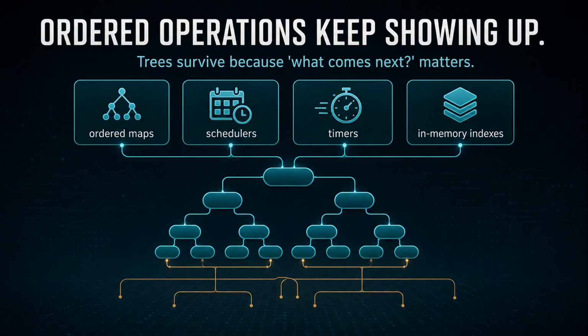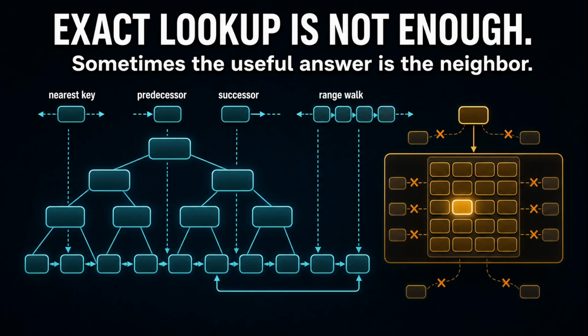Where does this bet actually show up in production? You see balanced trees wherever the next key matters. Ordered maps, schedulers, timers, and in-memory indexes all depend on predictable adjacency and steady sorted traversal. I used to think of that as a niche feature until I needed the nearest key, not the exact key. The hash map gave me the exact lookup and then just stared at me.